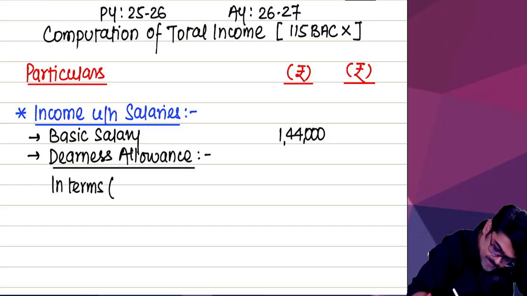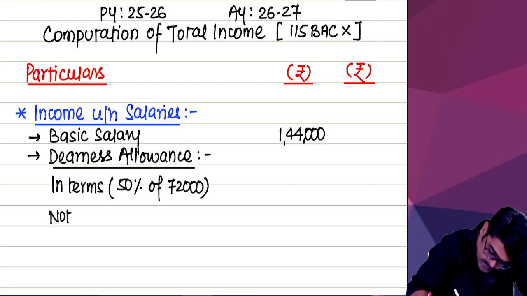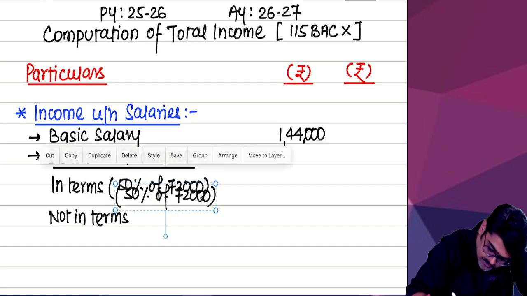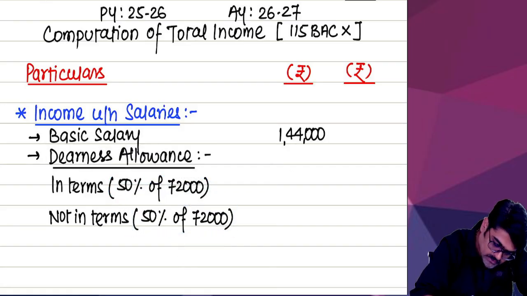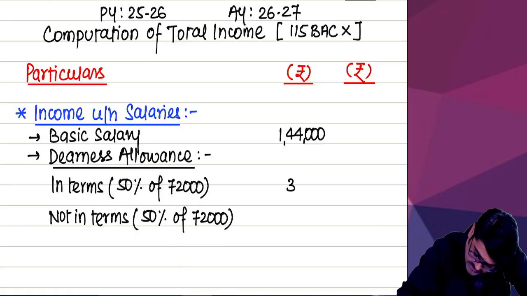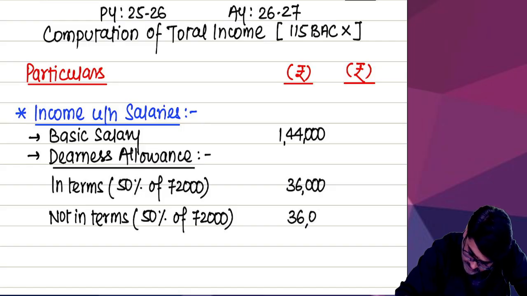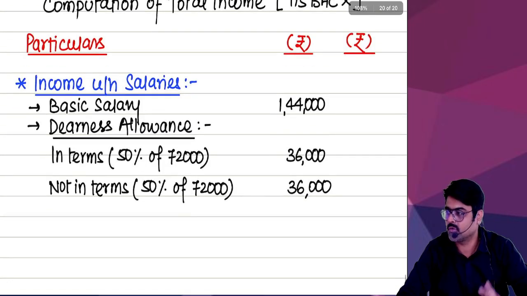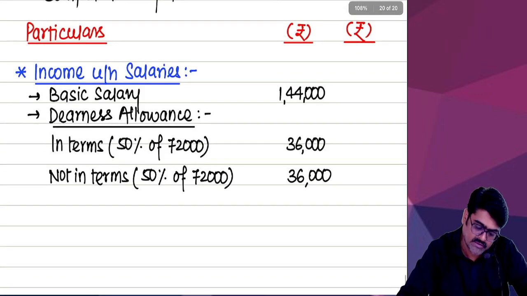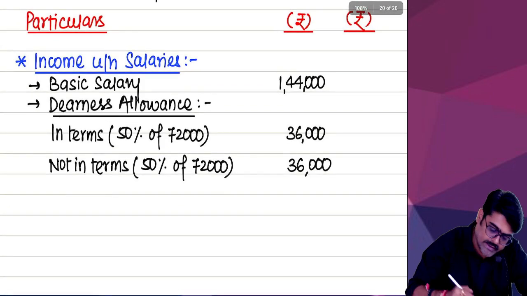In terms is how much? 50% of 72,000. And not in terms, same. Not in terms is how much? 50% of 72,000. Yes or no, sir? So this 36,000 will be taxable and the remaining 36,000 will also be taxable. In short, the full 72,000 will be taxable. Apart from basic salary and dearness allowance, what other thing is he getting?